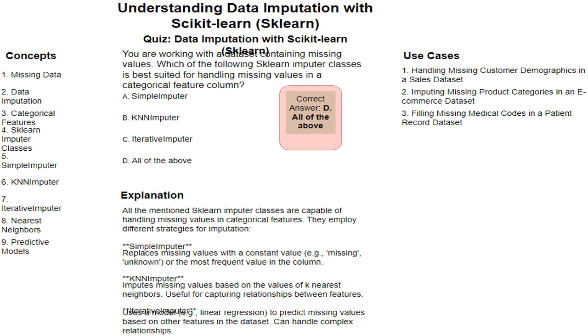Consider a dataset with 10 rows and 5 columns. If there are 2 missing values in column 3 and 1 missing value in column 5, this represents missing data. Data imputation is the process of replacing missing values in a dataset with estimated values. The goal is to maintain data integrity and prevent bias in subsequent analysis.